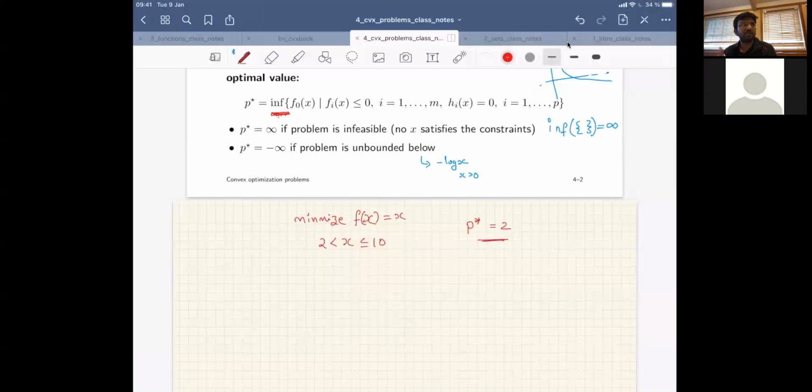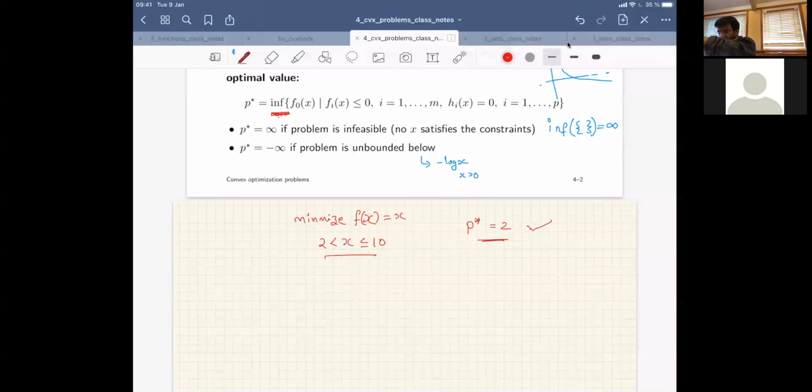But at which point of x is this achieved? It cannot be achieved in this constraint set, right? Because x cannot be equal to 2. If we take the optimum value P star equal to 2, it is not following the constraint.